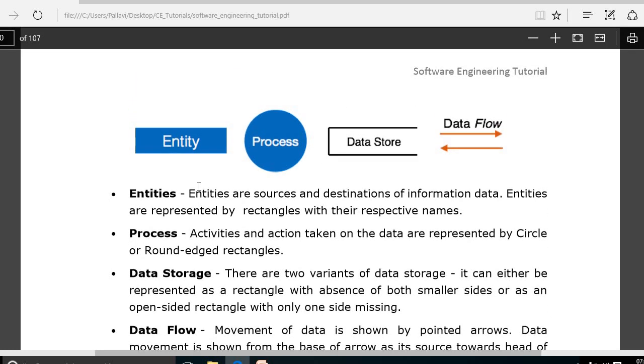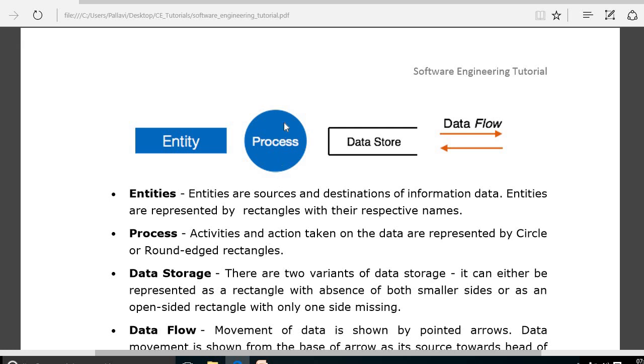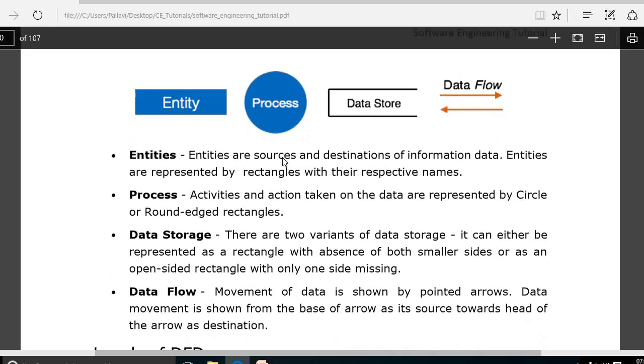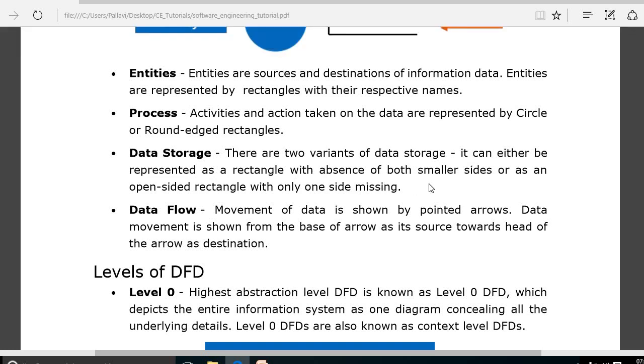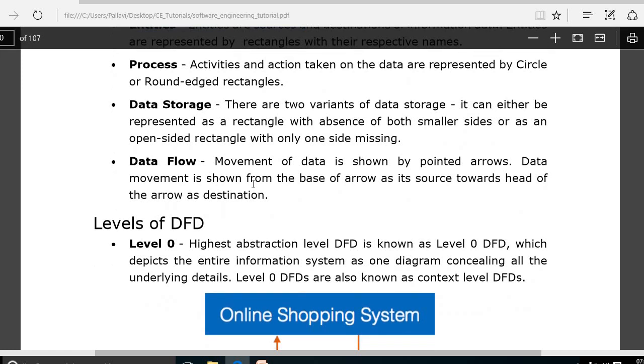So process: the activities and actions taken on the data are represented by a circle or round-edge rectangle. Process means the action taking place on data. Next, data storage. There are two variants of data storage. It can be represented by a rectangle with the absence of one or both smaller sides, or as an open-side rectangle with only one side missing.